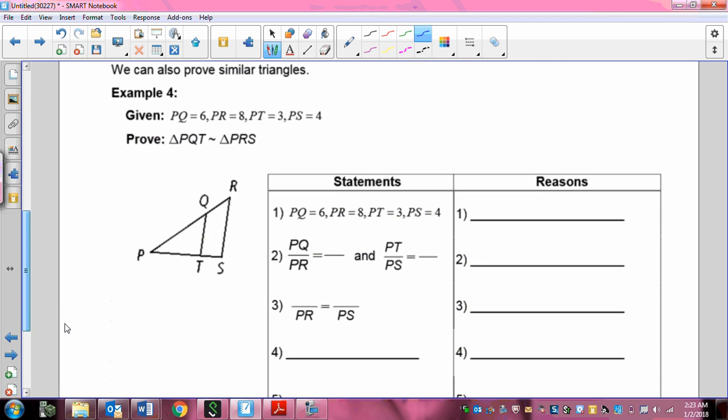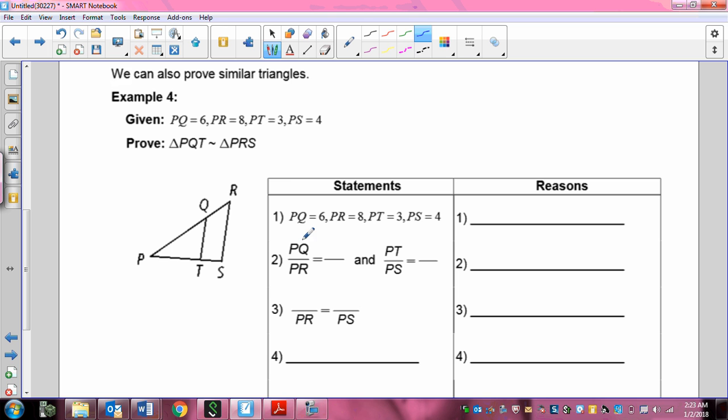All right, let's look at our first proof when it comes to similar triangles. Given, remember we always start with the given. PQ is equal to 6, PR is equal to 8, and a lot of you didn't even get this part right on your chapter test, but I hope you did. Most of you did. And this is all given. My reason is given. They literally give you this stuff.